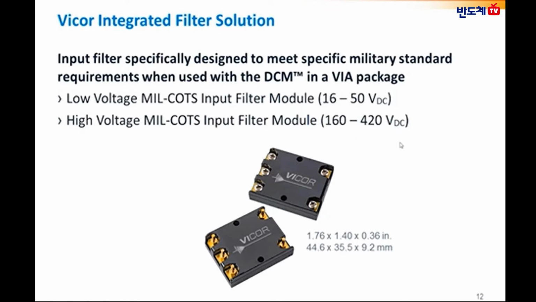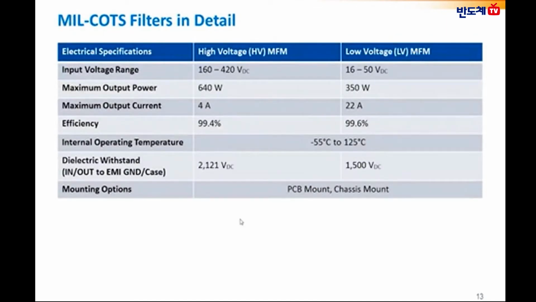And the HV MFM, or high voltage MFM, is available in a 160 to 420 volts DC range with a nominal line of 270 volts DC. And the 16 to 50 as well as 160 to 420 volts DC are typical defense application requirements.